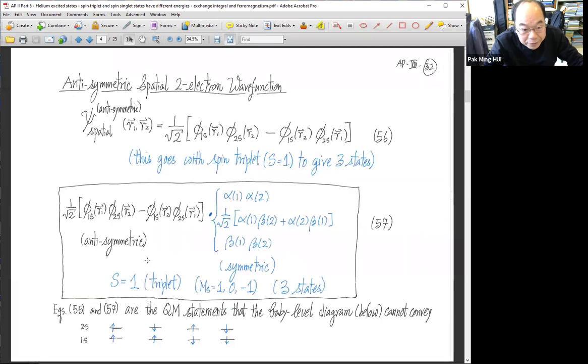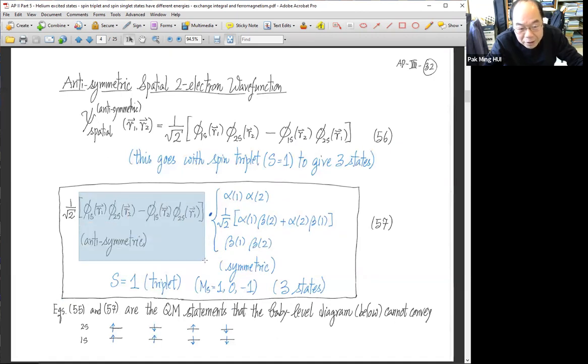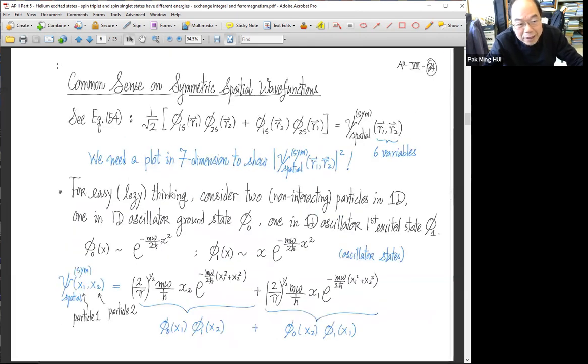We have two situations: symmetric space part, anti-symmetric space part. I would like to do a common sense discussion on the symmetric space part wave function, what is the key feature, as well as the anti-symmetric space part. So here, I write down what we have for the symmetric space part. We have two different states, 1s, 2s, with a plus sign. Again, that will require 7 dimensions to draw it out. We cannot do that. Again, we play the trick.